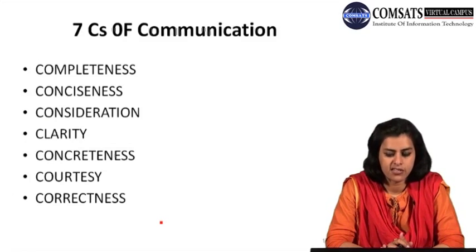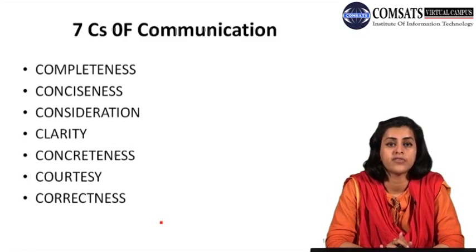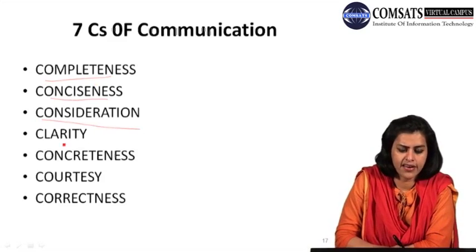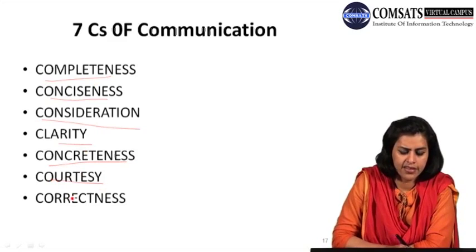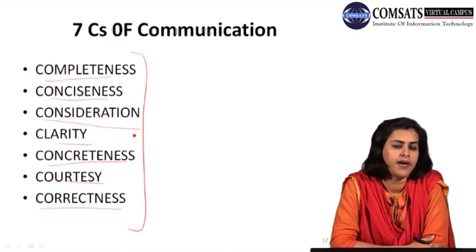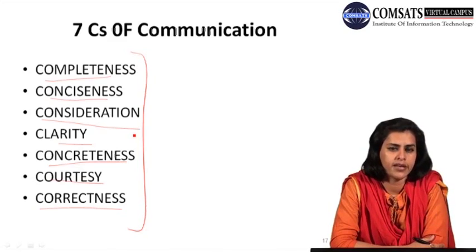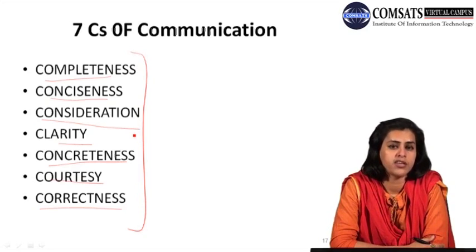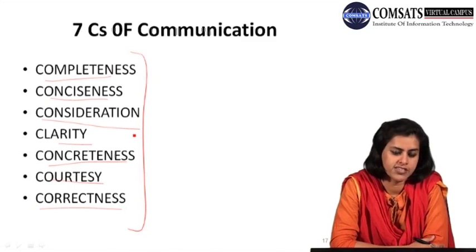Now coming to the 7 C's of communication that we will discuss today thoroughly, which starts with completeness, then conciseness, then consideration, then clarity, then concreteness, then courtesy, and then correctness. All these C's of communication are basically required in any business communication that we want to make a perfect solution for our audiences, because our main purpose of producing any technical document, business document or any workplace writing is to persuade and to inform our audiences.